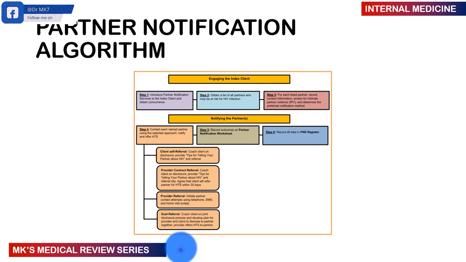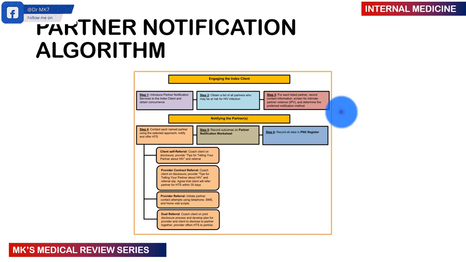Then, of course, we record the outcome of the partner on the partner notification worksheet. There, you can just Google these things: partner notification worksheet Zambia. You would find it. Then, of course, we record all the data in the partner notification register.